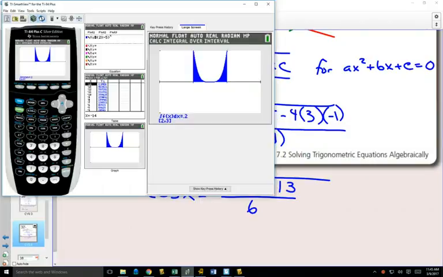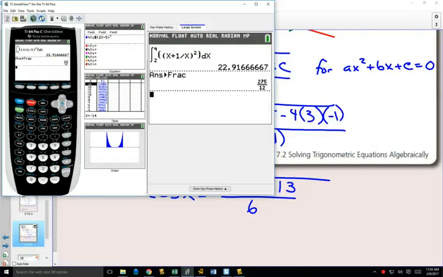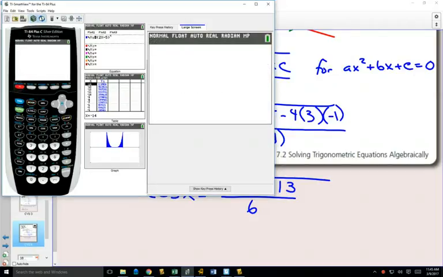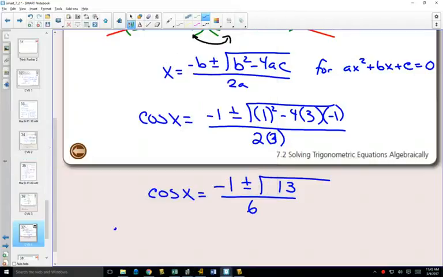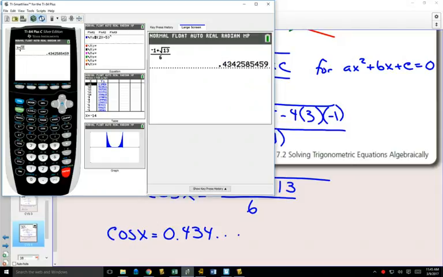We go to our calculator. If you have your fraction button, this is a great place to use it so that you can write negative 1. I'll do the positive 1 first. Negative 1 plus square root of 13 over 6. And my one answer for cos is cos x equals 0.434 dot, dot, dot. If I have that one, I can find cos inverse of that answer to find my reference angle, 1.12.